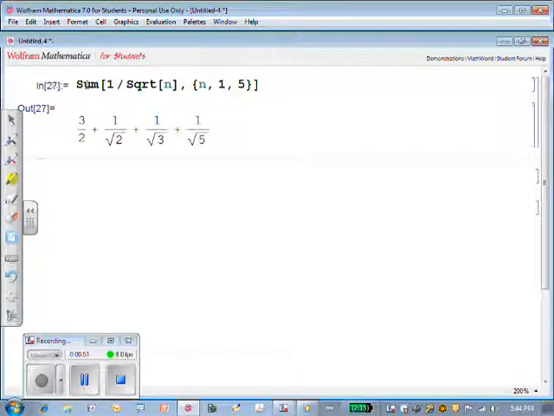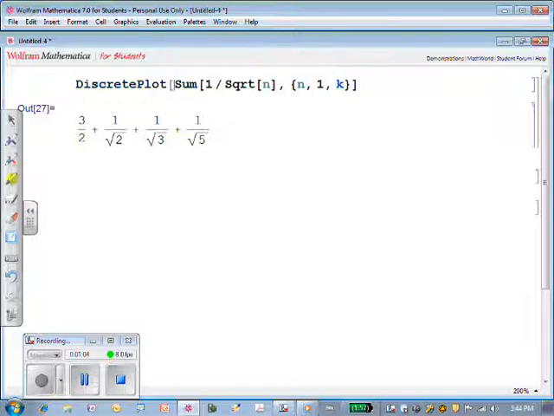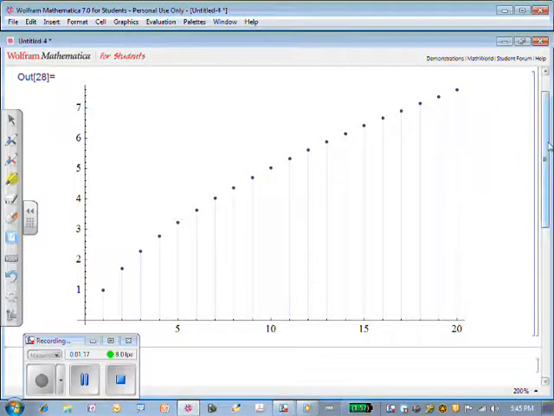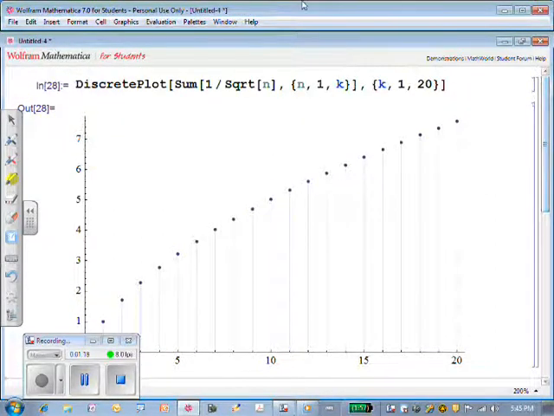But what we did in the last example was, instead of going from 1 to a set number, we went from 1 to k. And if you remember, what we used was a DiscretePlot. And then we let k go from 1 to, let's say, 20. Okay, and we can see what happens as k increases. It looks like the sum keeps increasing. So there might have been some confusion because of this k.